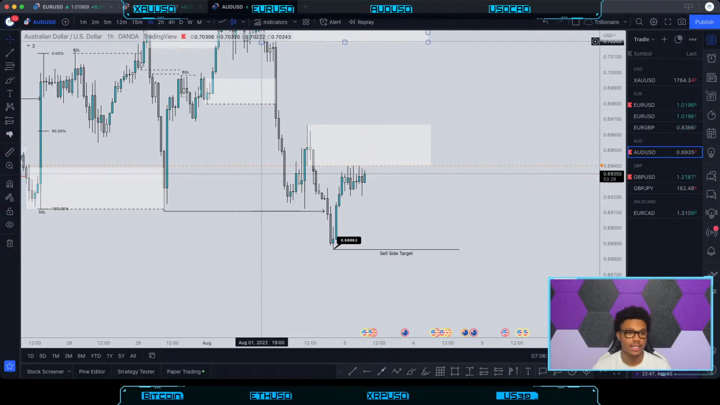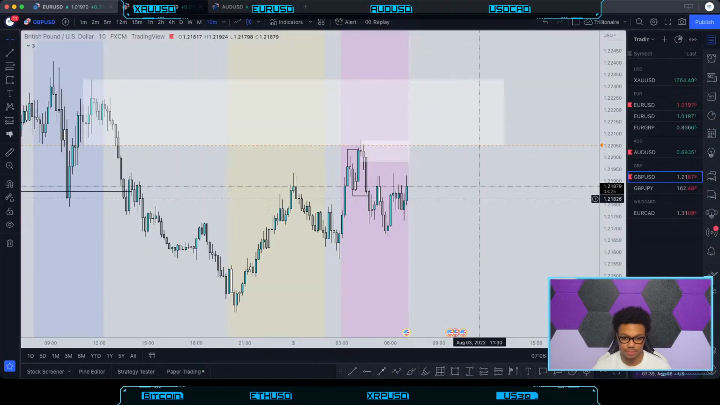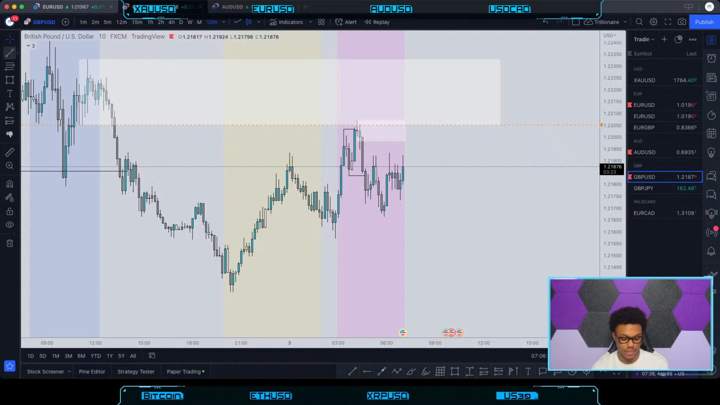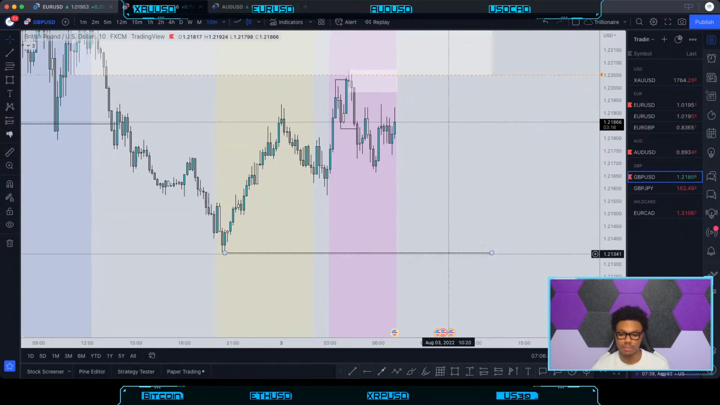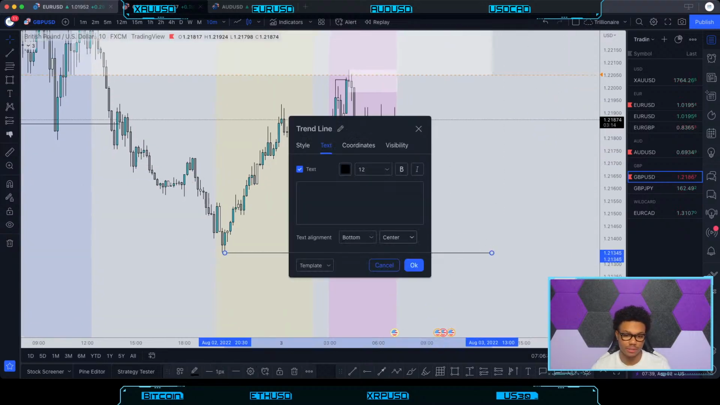All right, let's go over GBP USD's target. So as it relates to GBP USD, if we get a valid entry, okay, our two-step entry method, then I will be looking for price to target this sell side liquidity here.